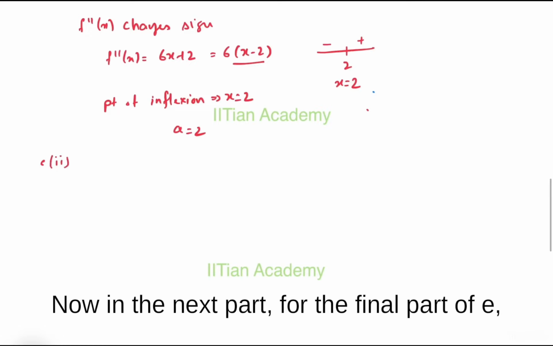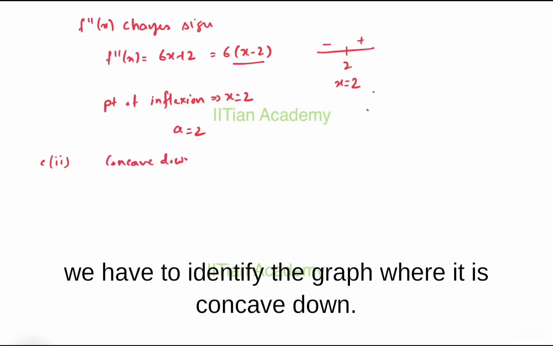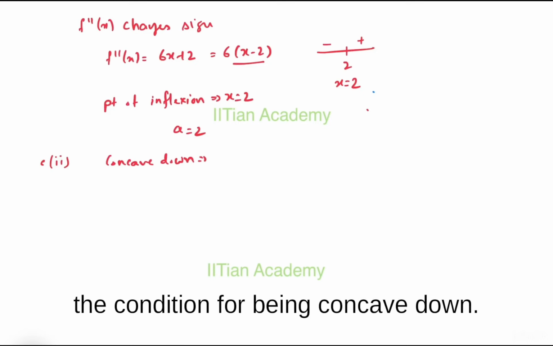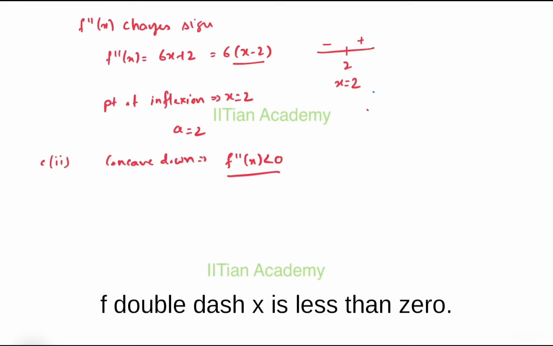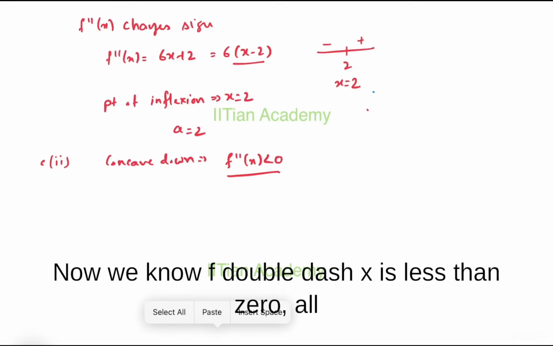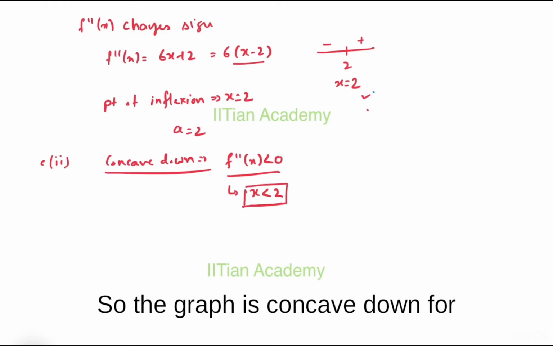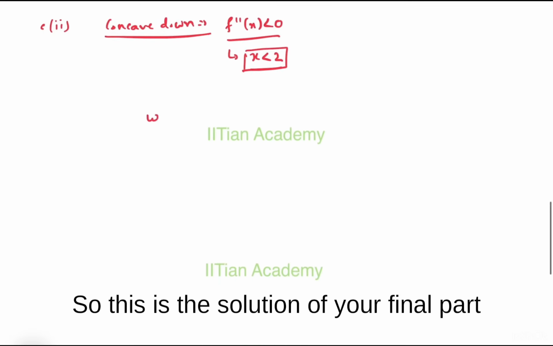Now in the final part of e, we have to identify the graph where it is concave down. We have to understand what the condition for being concave down is. A graph is concave down on those intervals where f double dash x is less than 0. Now we know f double dash x is less than 0 for all values of x less than 2, as shown in the previous part. So the graph is concave down for all values of x less than 2. So this is the solution of your final part.